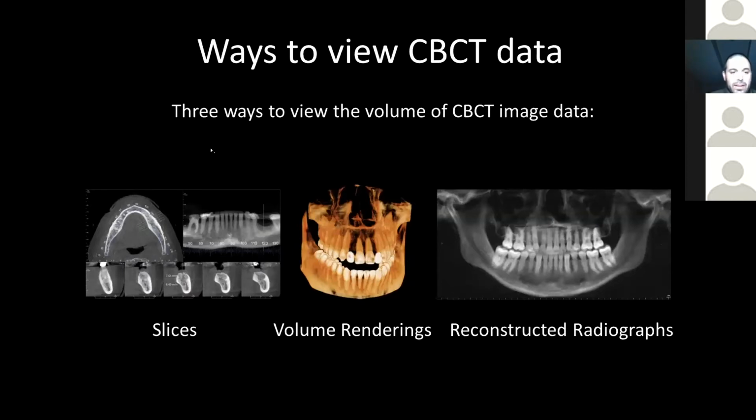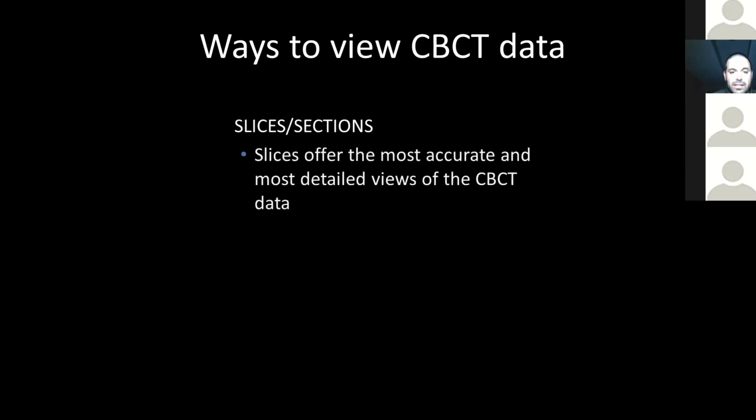Okay, so if we fundamentally look at this data set, there are three main ways to view it, right? Slices, volume renderings, and reconstructed radiographs. And I'm going to take each one of these in turn and talk about positives and negatives, or advantages and disadvantages of them. So first, slices. Slices offer the most accurate and most detailed views of the cone beam CT data, okay?